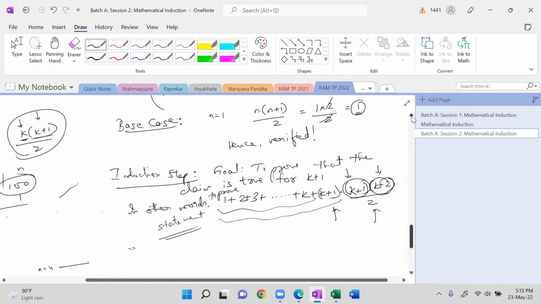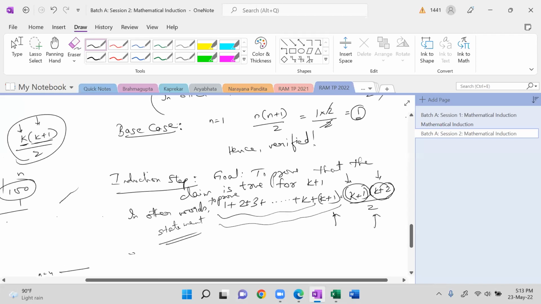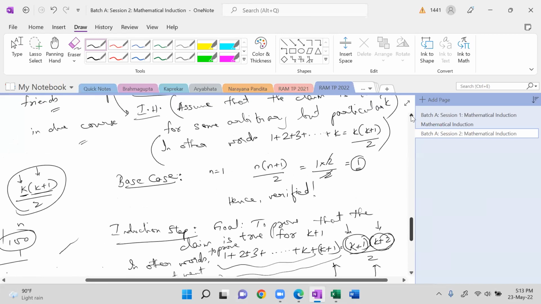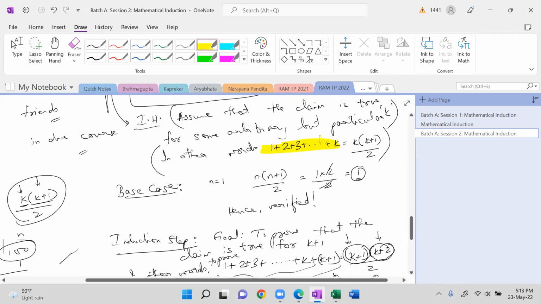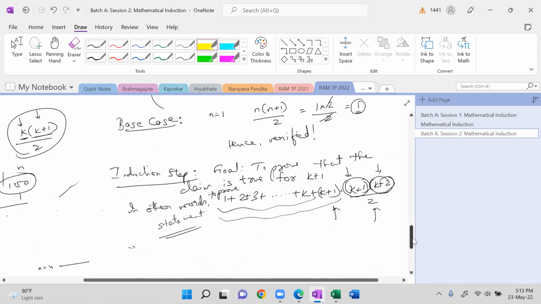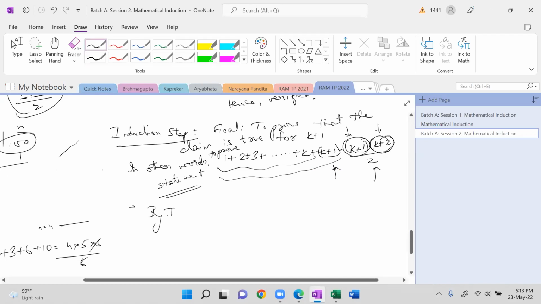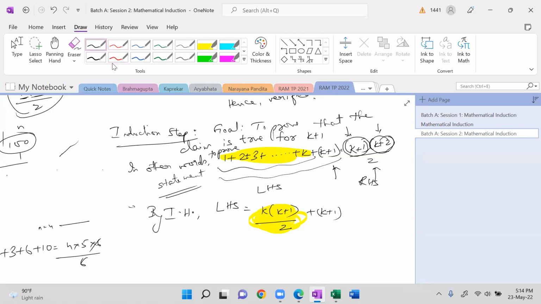All right. Now what do we do? We assumed that it is true for the first k natural numbers. So we take this part. This is our assumption, right? This we can replace with k times k plus 1 by 2. So by the power of the induction hypothesis, if I can call this LHS and RHS, LHS equals k times k plus 1 divided by 2 plus k plus 1. Why? Because this is my induction hypothesis, and this is the right side of my induction hypothesis. So I am replacing the yellow part with k times k plus 1 divided by 2, and adding k plus 1 to it.